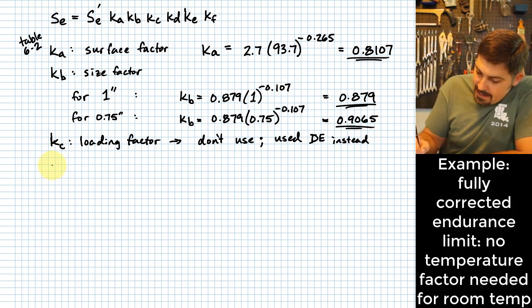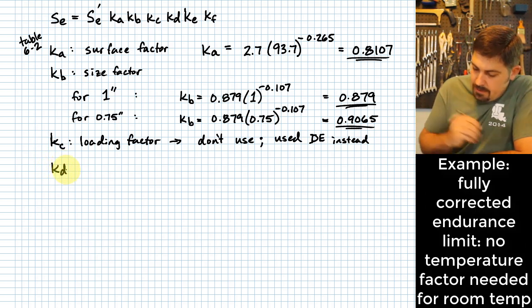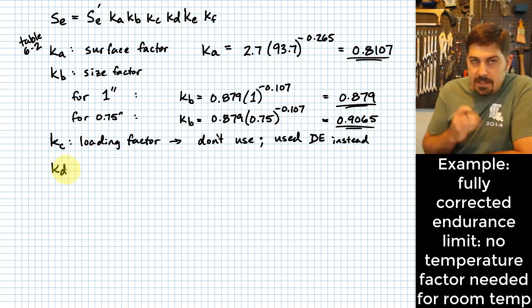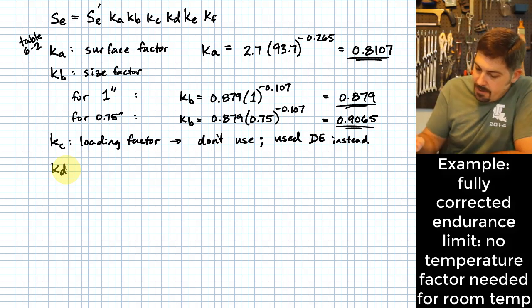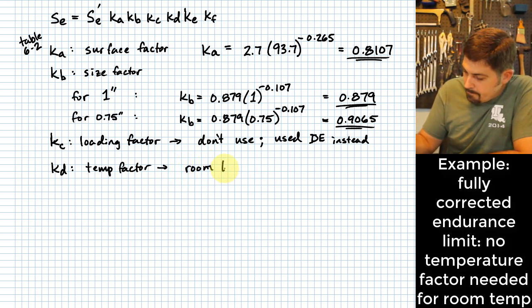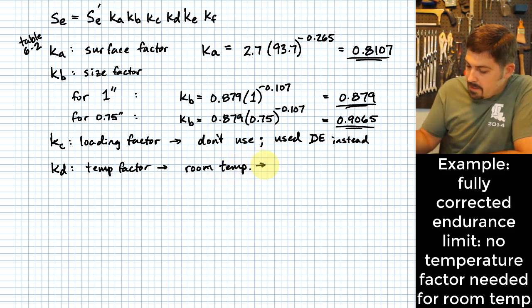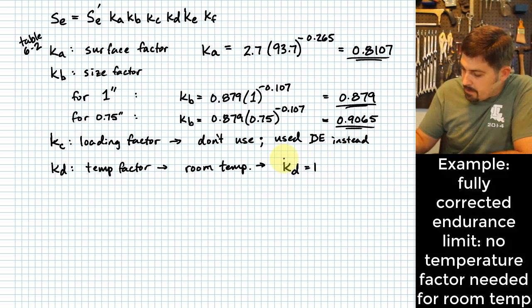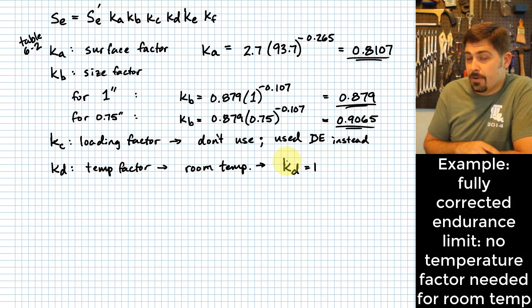Next, K sub D. Okay? So K sub D is the temperature factor, and since we are at room temperature, that means K sub D is going to be equal to 1. Which is the same thing, I guess, as saying that we don't use that one either.